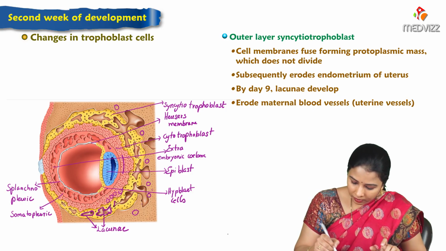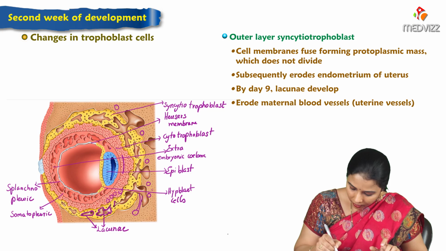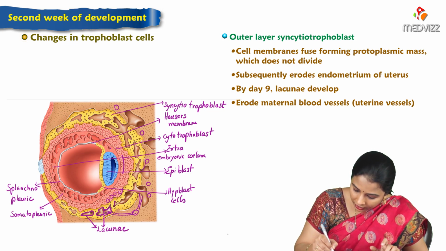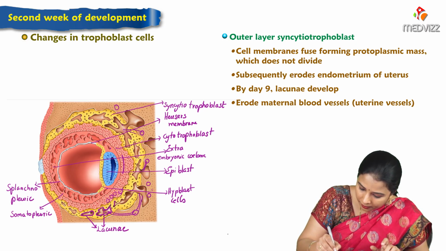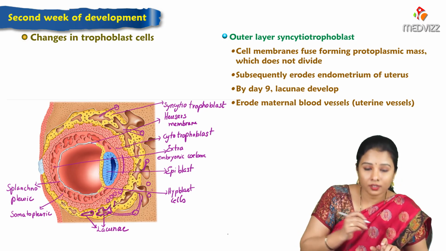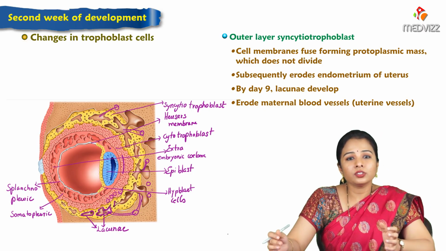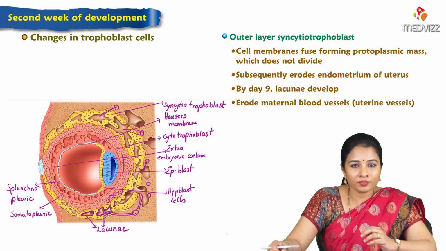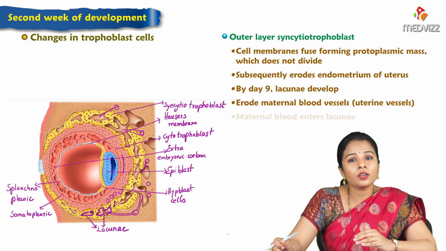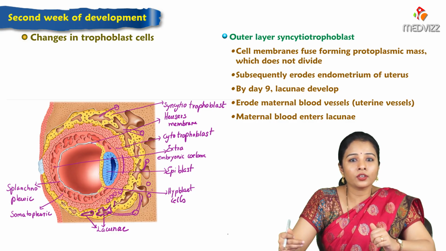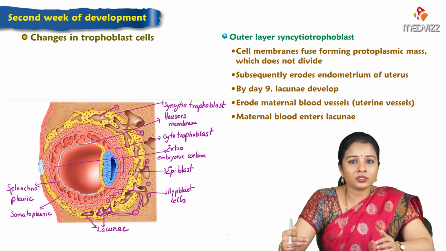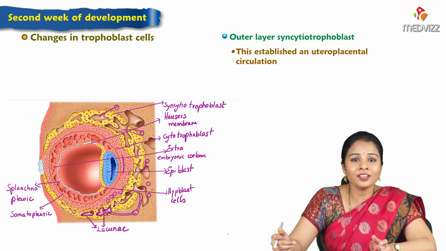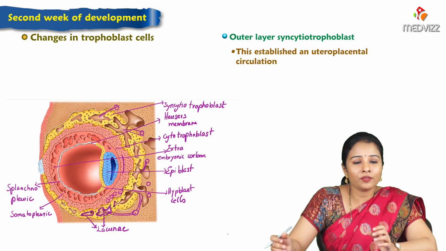So this syncytiotrophoblast erodes the maternal blood vessels, that is uterine vessels present in the uterus, which pour their blood into the lacunae. So the lacunae get filled with the maternal blood, and now the maternal blood enters the lacunae of the syncytiotrophoblast. So this established the first uteroplacental circulation by the end of the 2nd week of development.